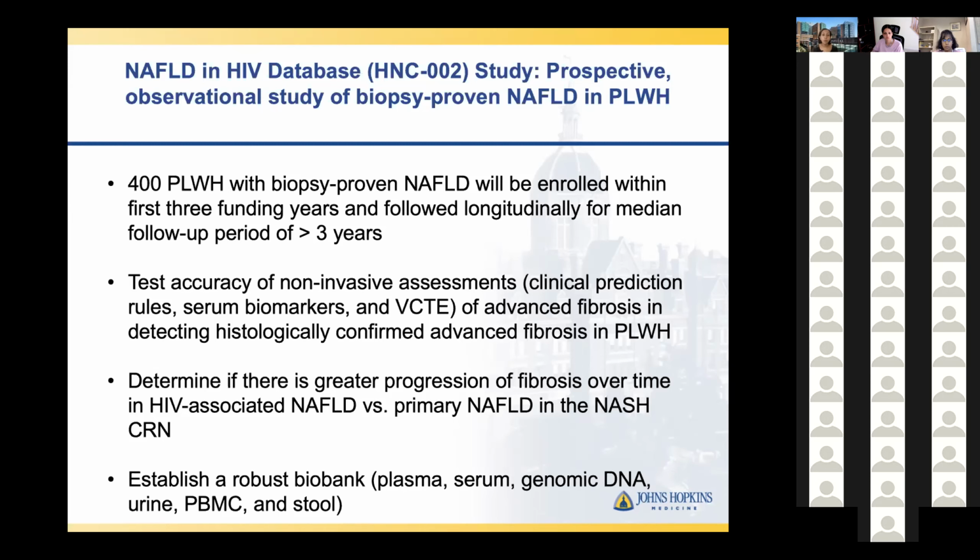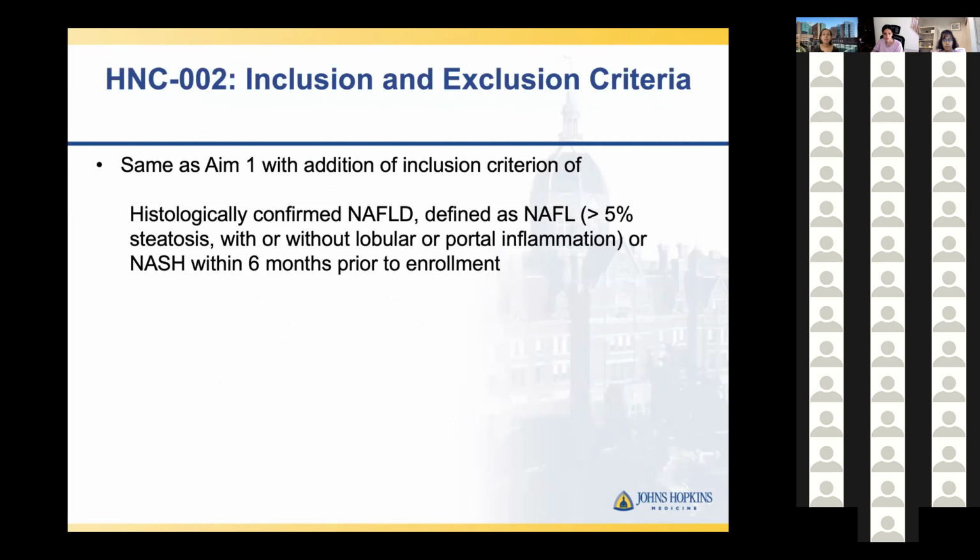individuals enrolled. Our goal is to test the accuracy of non-invasive assessments of advanced fibrosis in this population, determine if there's greater progression of fibrosis over time in HIV-associated NAFLD versus NAFLD in the general population, and maintain a robust biobank of plasma, serum, genomic, and stool samples. The inclusion criteria for this protocol 2 is the same as AIM-1, with the addition of the criteria that they do have to have histologically confirmed NAFLD.